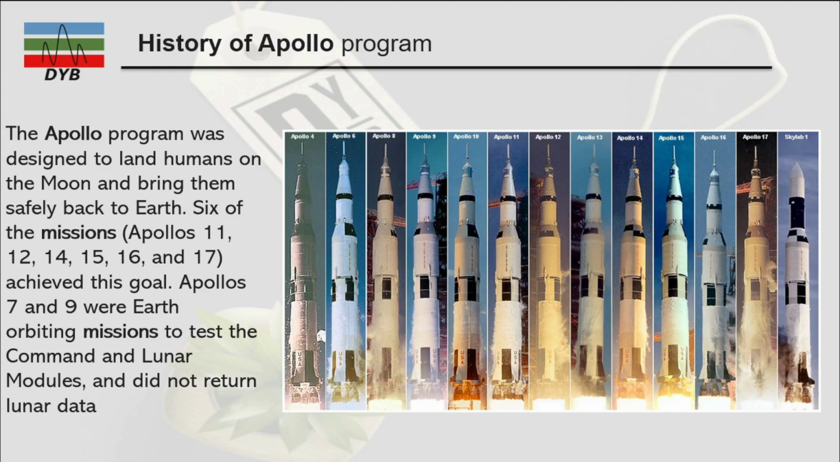Apollo 7 and 9 were performed for looking at the orbit mission of the Earth, and they did not return lunar data, obviously. Here are some figures from Apollo 4, 6, 8, 9, 10, 11, 12, 13, 14, 15, 16, 17 and Skylab 1. These are the craft or the sources of the Apollo missions which have been used so far.